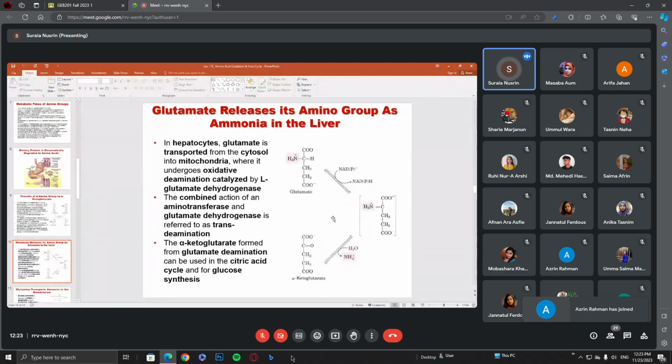So the very first reaction is catalyzed by aminotransferase, and the second reaction is catalyzed by glutamate dehydrogenase. These two reactions together are known as transdeamination reaction. Okay, transdeamination reaction. We get the alpha ketoglutarate. We know that alpha ketoglutarate is an intermediate of the TCA cycle, so it will enter the TCA cycle, or this can also be used to synthesize glucose. Is it clear? Yes, ma'am.